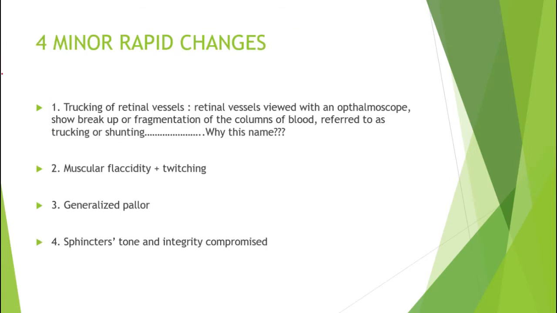4 minor rapid changes, the same stuff: trucking of retinal vessels. Retinal vessels viewed in an ophthalmoscope show breakup or fragmentation of the columns of blood, which is referred to as trucking or shunting. Now, why is this name given? That's a task for you. It's not that high yield, but I think you should know. It will help you remember the name and the event.